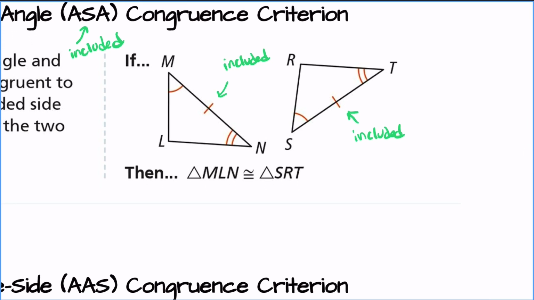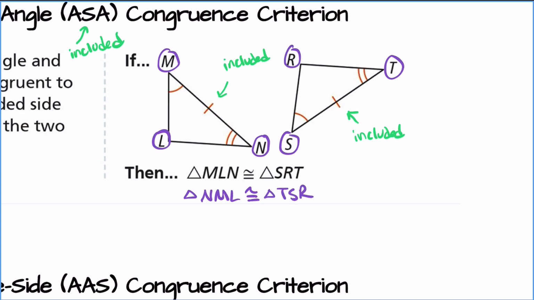I could have even said something like triangle NML is congruent to triangle. So if I go NML, what I've done is I've started at N, which is 2 tick marks. I've gone down the side, that's 1 tick mark. And then I've turned at the 1 tick mark angle. So here I would start at T, I would go towards S, and end at R. So triangle TSR. Again, it doesn't matter how you start your triangle congruence statement, it just matters how you end it.